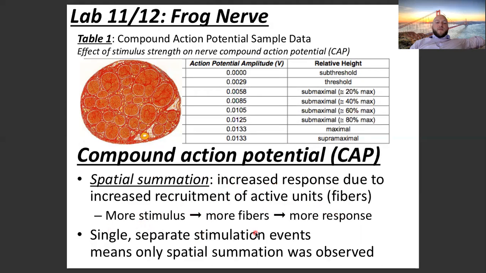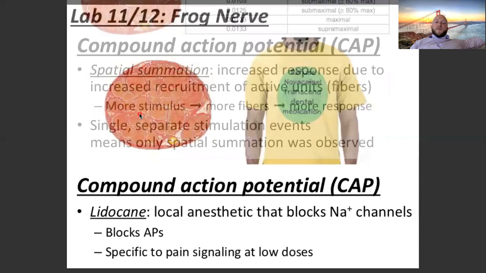Single separate stimulation events means only spatial summation was observed. So with the frog sciatic nerve, we were only investigating spatial summation because when we shock the nerve, we shock it for a moment and stop. There's no temporal summation that comes into play with the frog sciatic nerve.